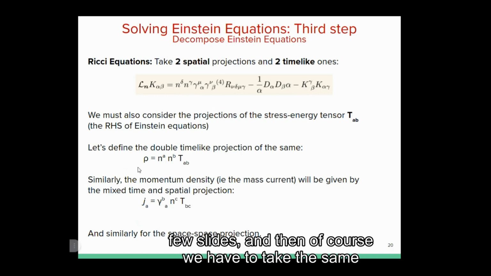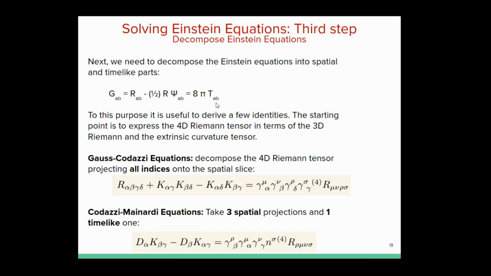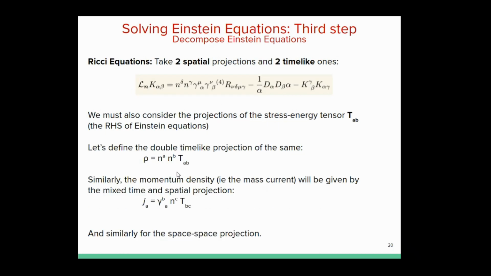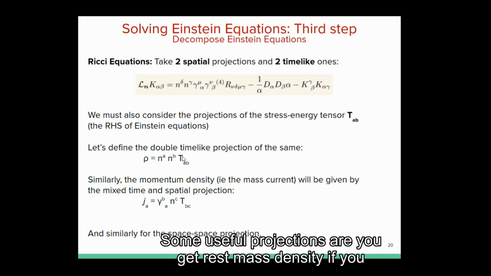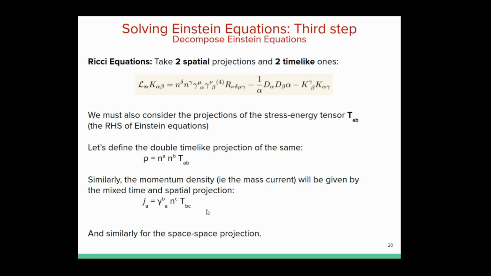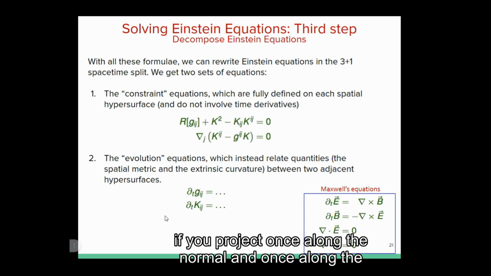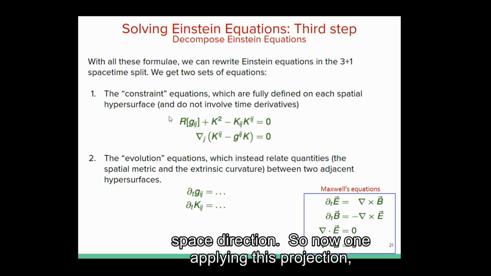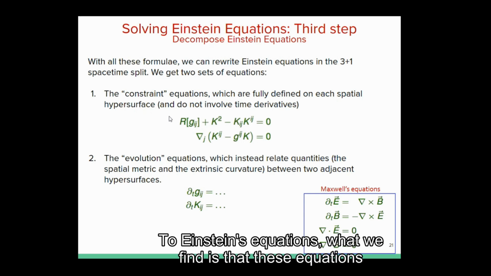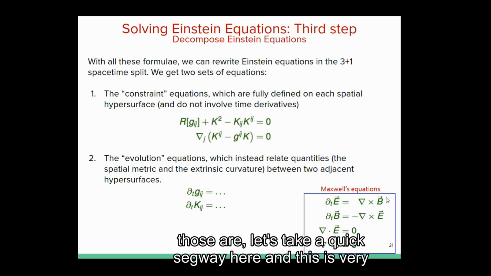And then, of course, we have to take the same projections of the right-hand side of the equation. The Einstein equation has G and T. So, similar projections: you get the rest mass density if you project twice along the normal, and the momentum density, or the flow of mass, basically the rate of flow of mass, if you project once along the normal and once along the spatial direction. So now, when we apply this projection to Einstein's equations, what we find is that these equations actually split into two groups of equations.